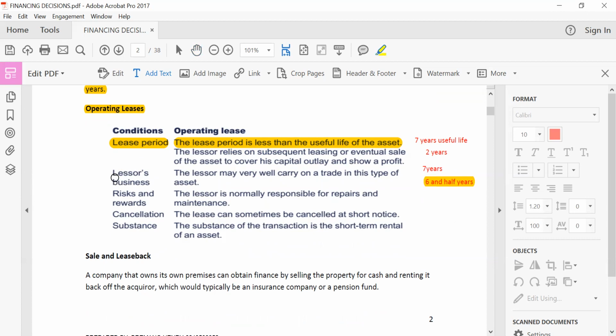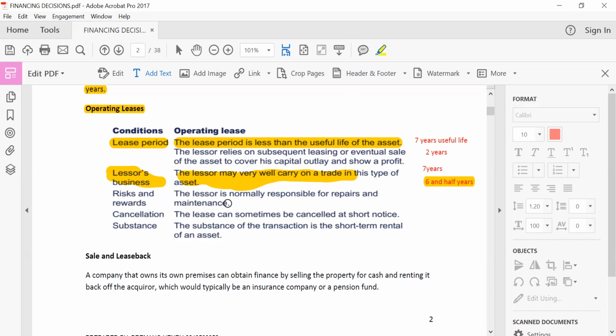So we have talked about the lease period. Let's move on. The lessor's business. What does the lessor do in the case of an operating lease? The lessor may very well carry on a trade in this type of asset. He's still going to be the owner of the asset. That is his own business, and he ensures there is maintenance and repairs to that property. He will still be the person dealing with the repairs, and the repairs and maintenance he does will create the risks and rewards.